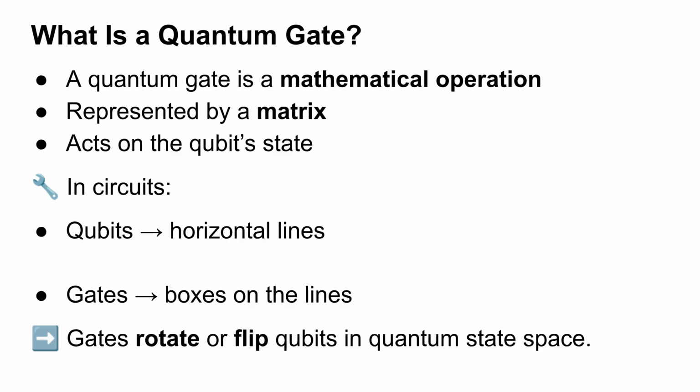A quantum gate is a mathematical operation represented by a matrix that acts on a qubit state. In circuits, qubits are horizontal lines, and gates are boxes that rotate or flip qubits in quantum state space.